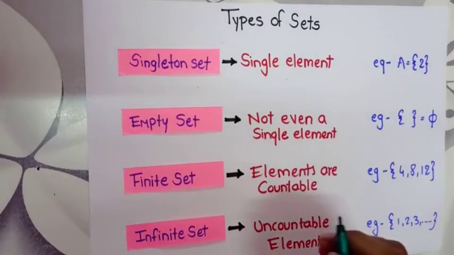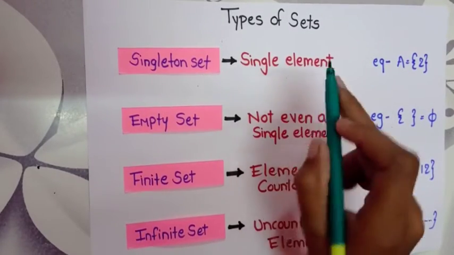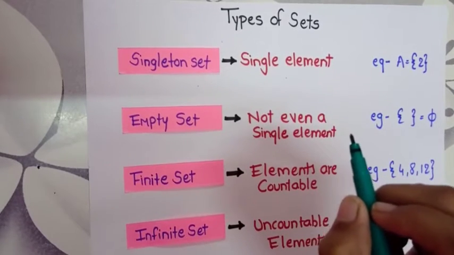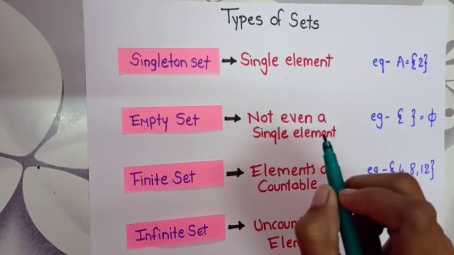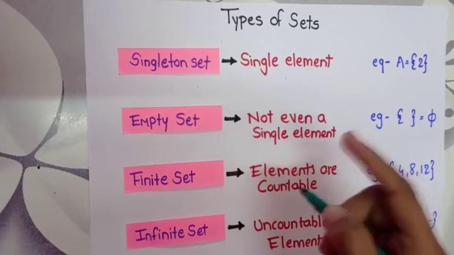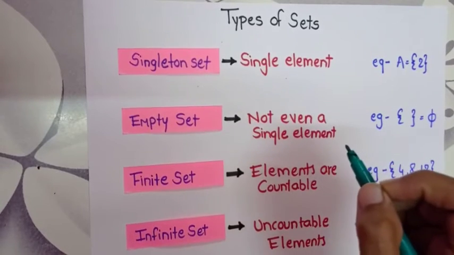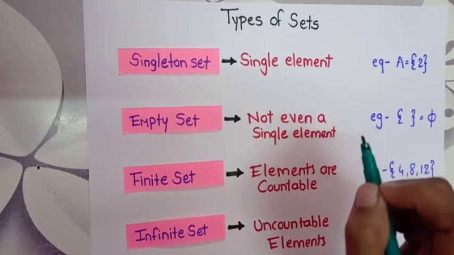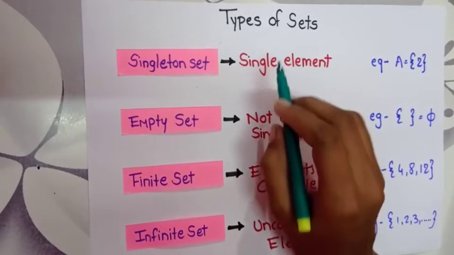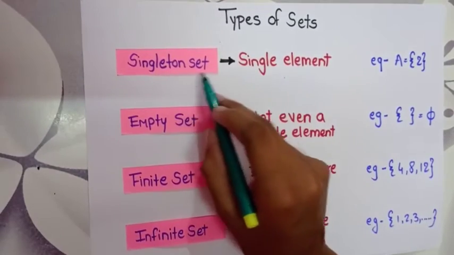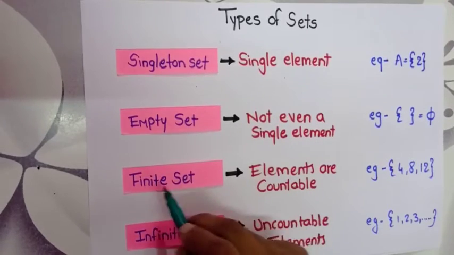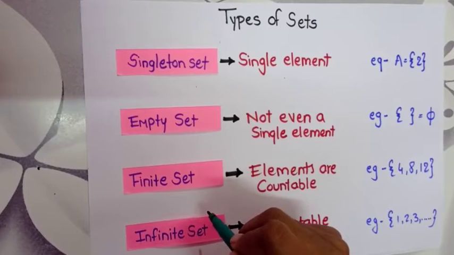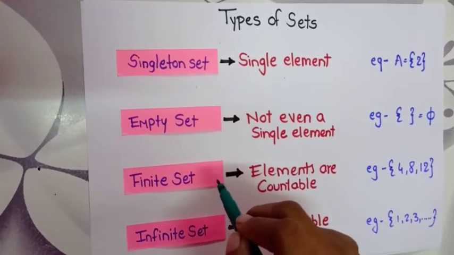In this video, we are going to learn about the types of sets. Sets is a very important topic in algebra, which is important in both standards, that is in 9th as well as in 10th. Here we are going to learn about the types of sets. We can have different types of sets like singleton set, empty set, finite set and infinite set. These are the four different types of sets.